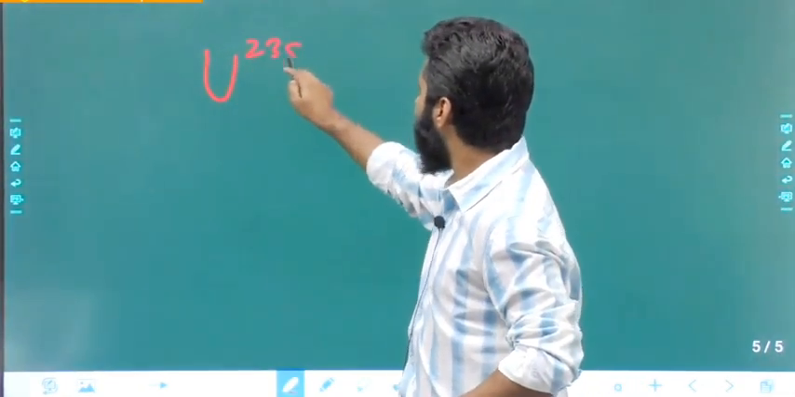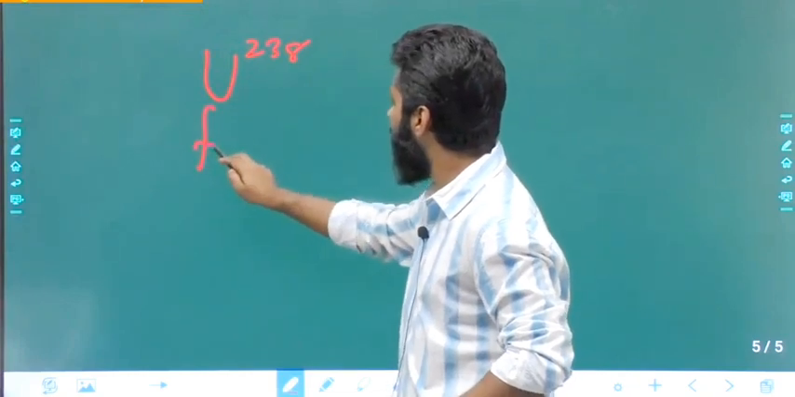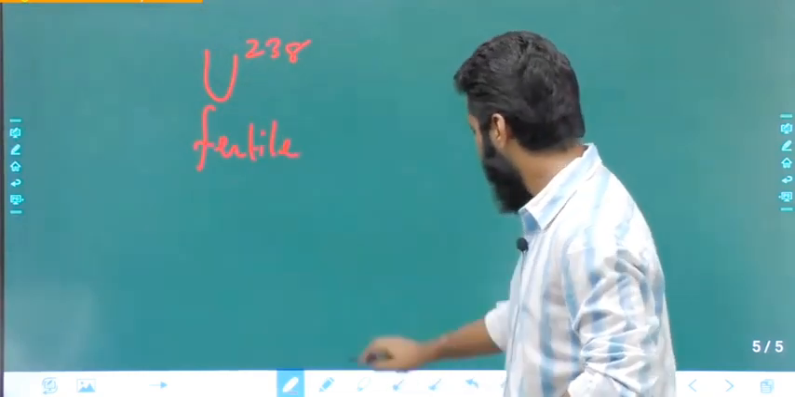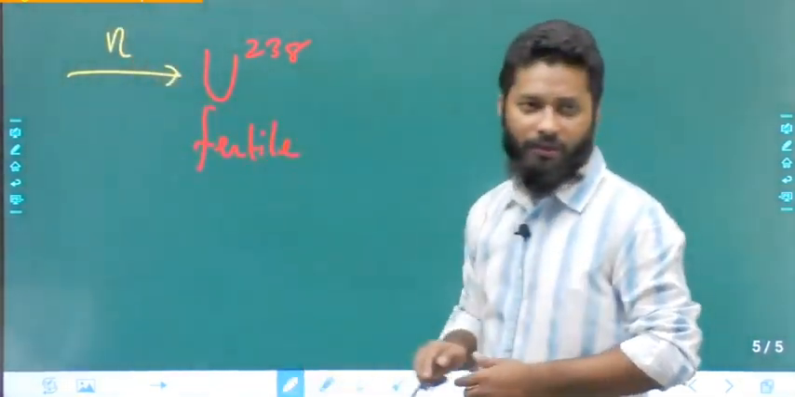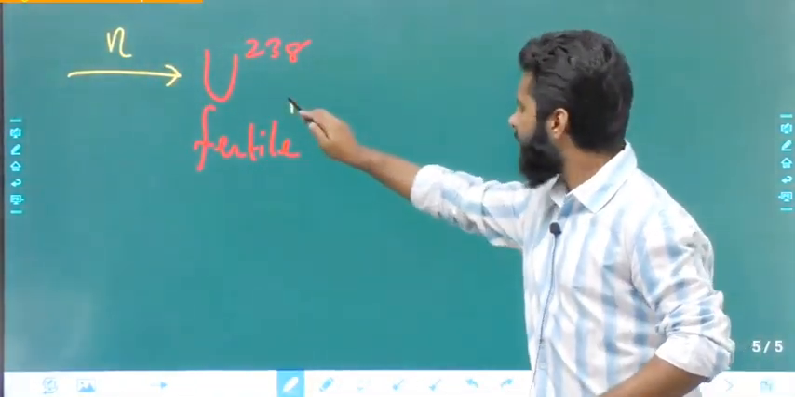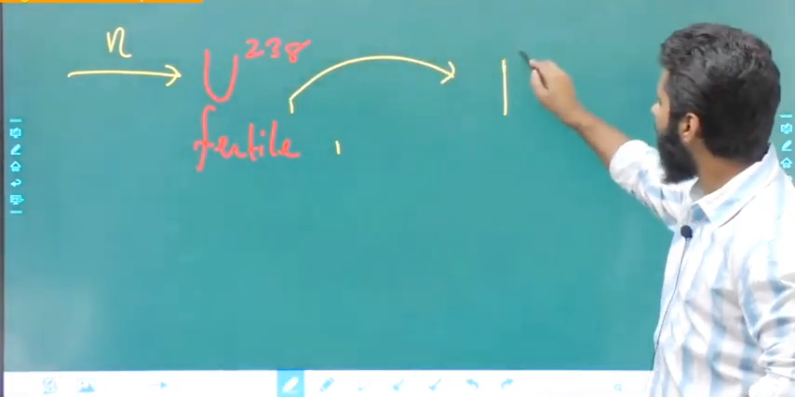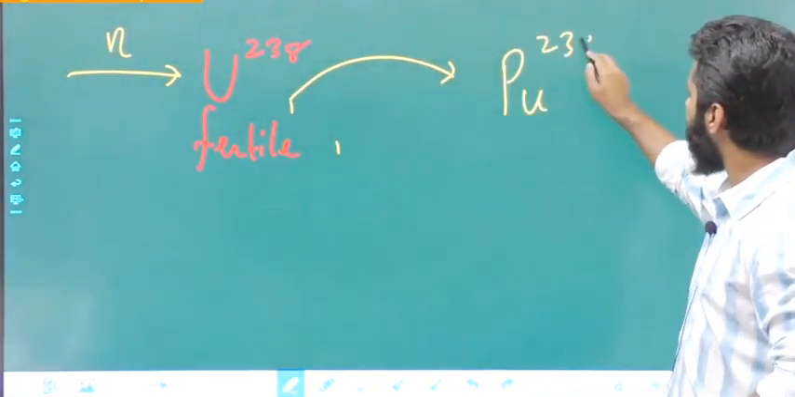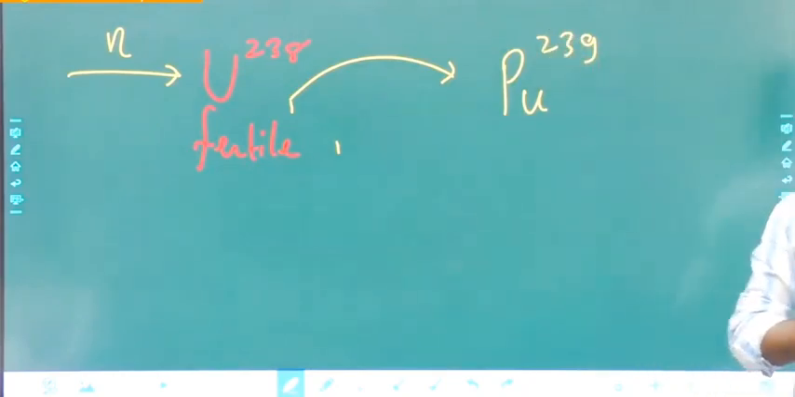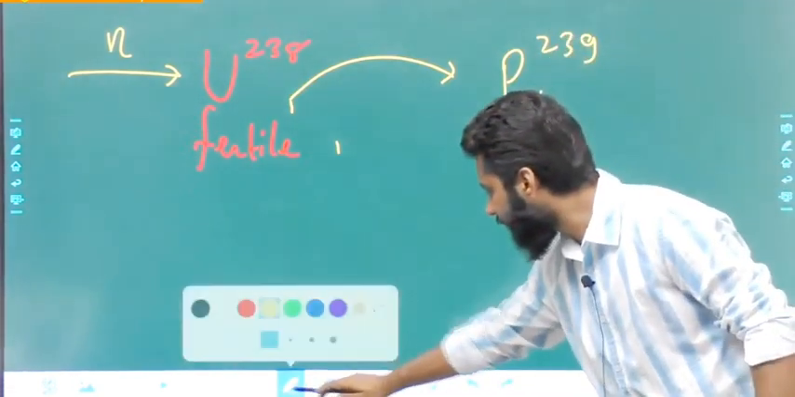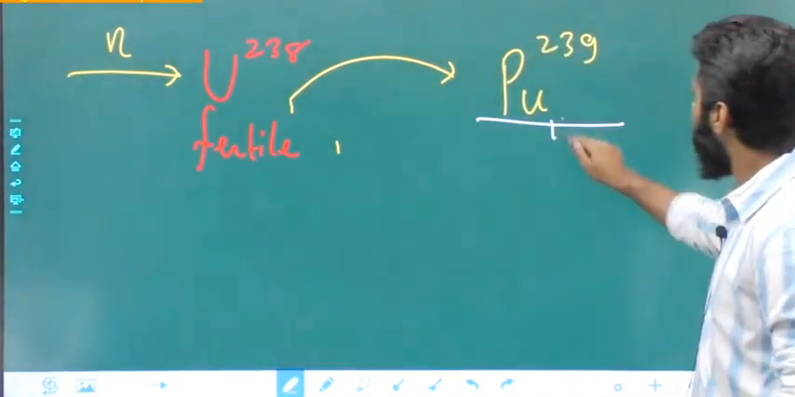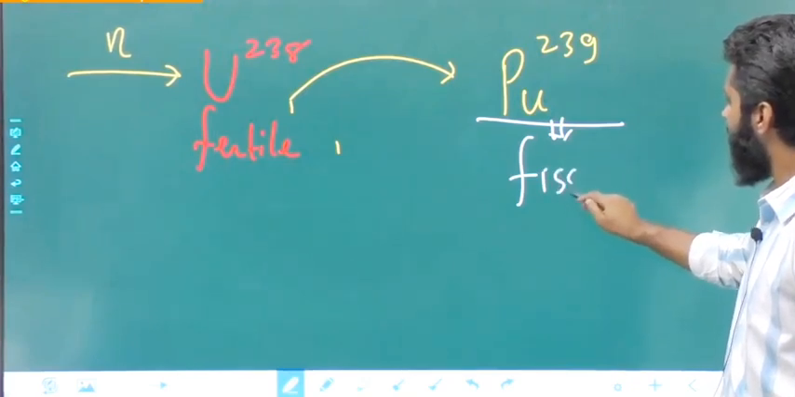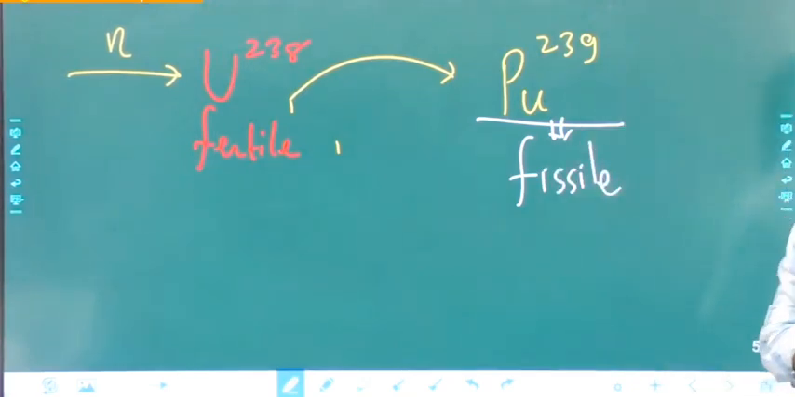But we have seen uranium 238 is fertile in nature. What do you mean by fertile in nature? When it is bombarded with neutron, it simply gets converted into a new element known as plutonium 239. And this plutonium will be fissile in nature, right?